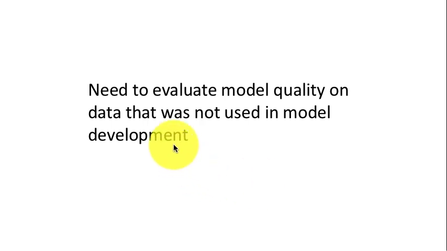Similarly, if you build a model and test it on the same data with which you built it, and the performance was stellar, but then you give it new data and the predictions completely fail, then the model is not a good model. So this is very important. You need to test the quality of the model on independent data, in other words, data that was not used in the model building process.